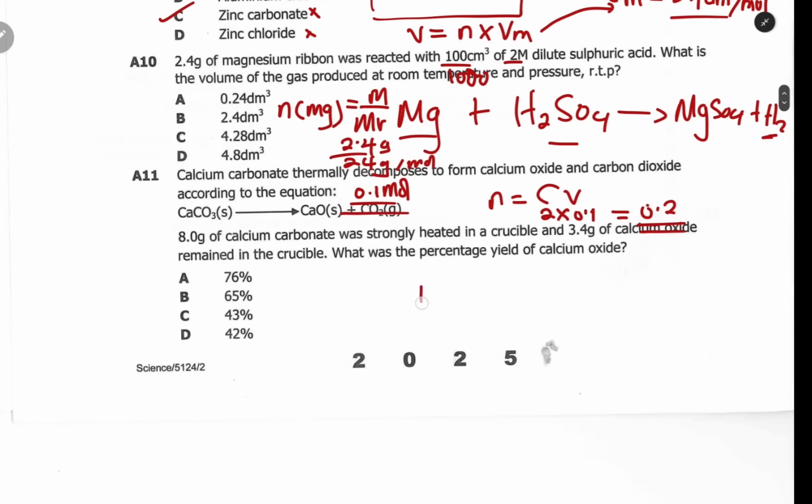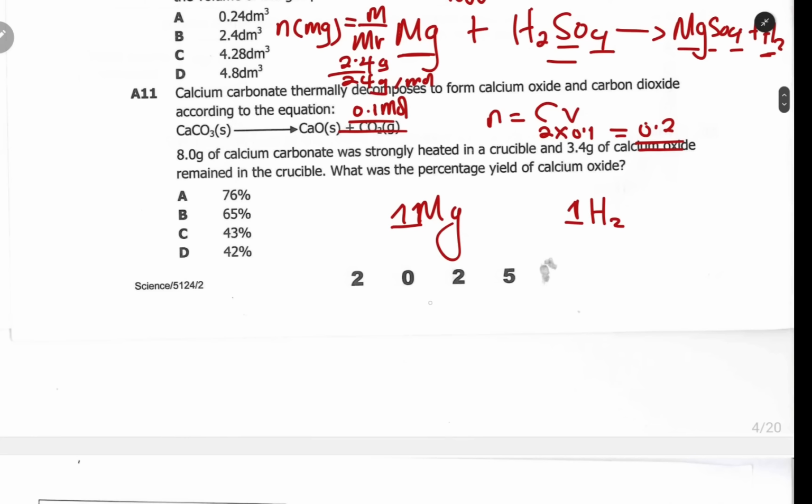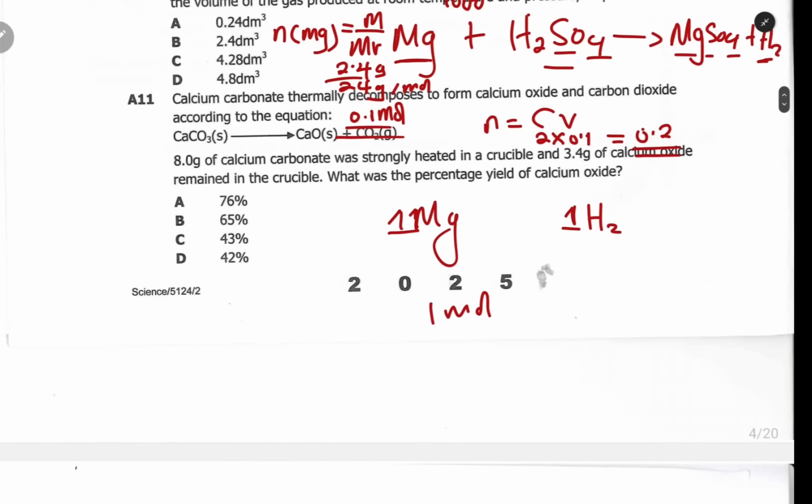So we are going to form the ratio of magnesium and hydrogen gas, a mole to mole ratio. What numbers are in front of magnesium and hydrogen? It's a 1-to-1 if the equation is balanced. You have magnesium 1, sulfur 1, oxygen 4, hydrogen 2, hydrogen 2. So the equation is balanced and you have a 1-to-1 ratio, which means 1 mole of magnesium reacts with 1 mole of sulfuric acid to form 1 mole of hydrogen gas.